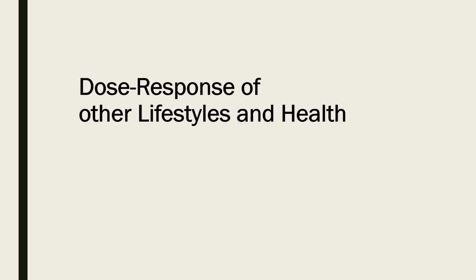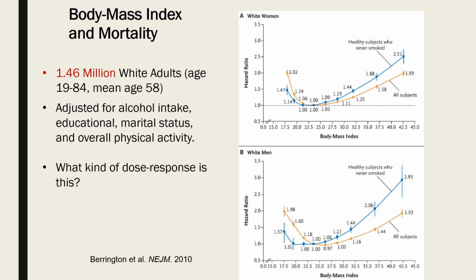Now let's explore some dose-response relationships in other lifestyle behaviors and health outcomes. The first example is BMI and mortality. What kind of dose-response relationship is this? It's a typical U-shaped curve where the lowest mortality is associated with a BMI of 22.5. Being too lean is not healthy either. BMI in the 18 to 19 range is linked to higher mortality than BMI over 40. Surprisingly, the mortality risk for being underweight is higher than for being obese.